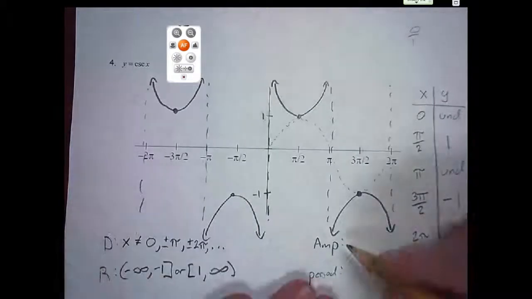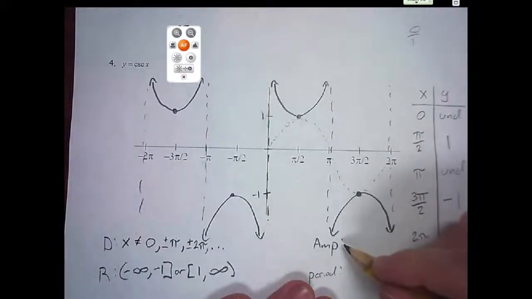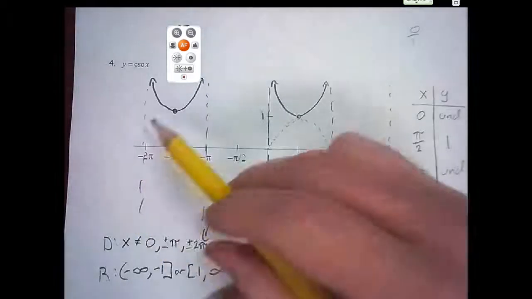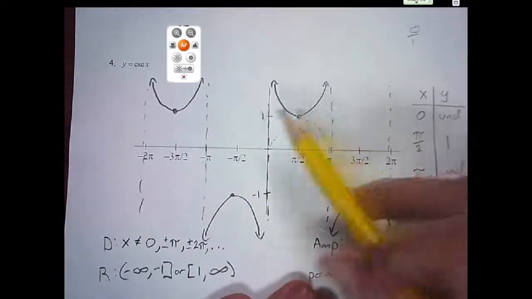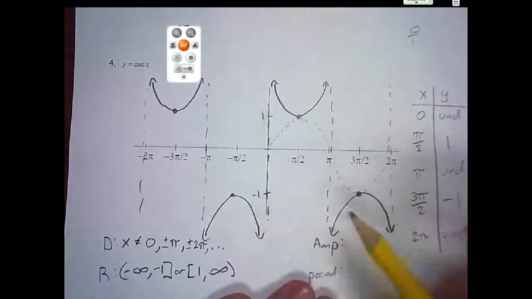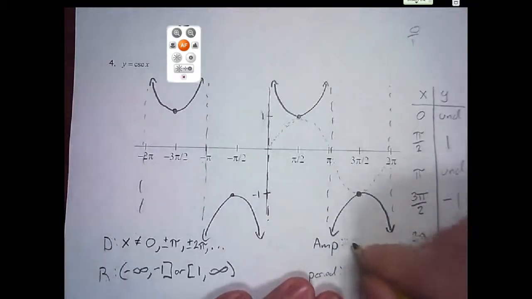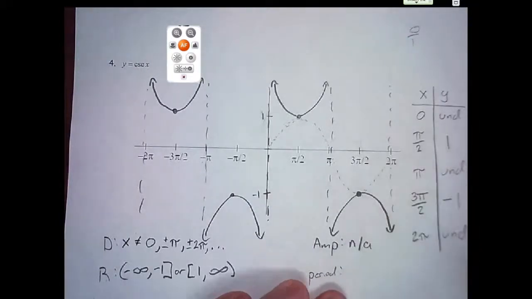Okay. Amplitude. Amplitudes only apply whenever there is a wave, right? And this is not a wave. It's like a whole bunch of parabolas, right? So this is N/A.